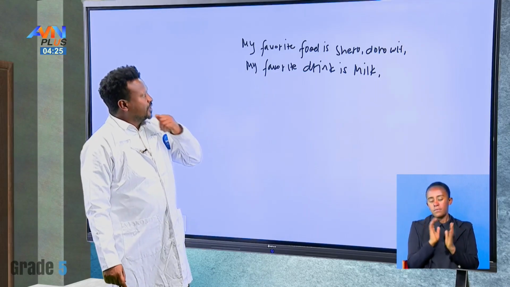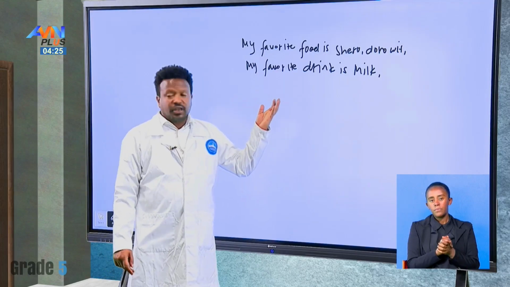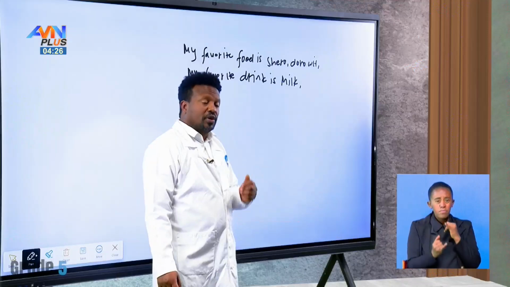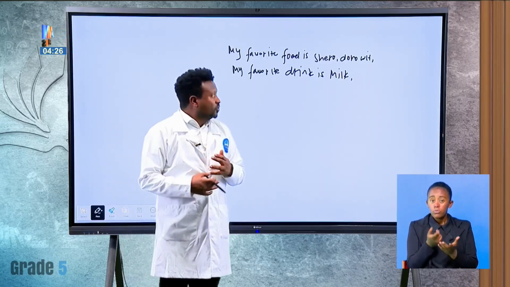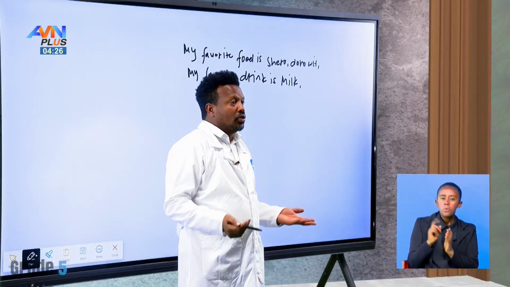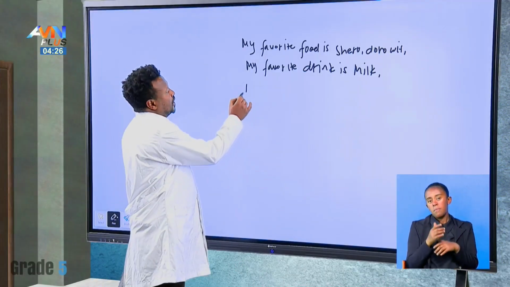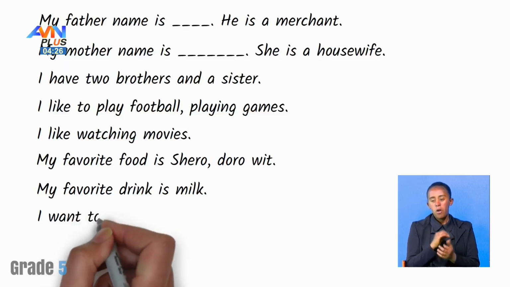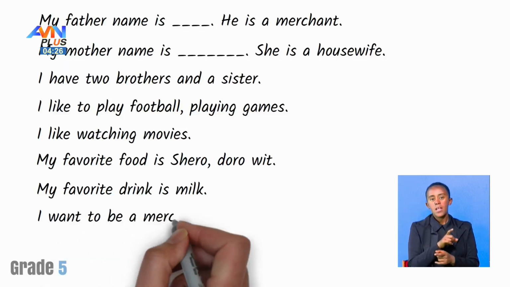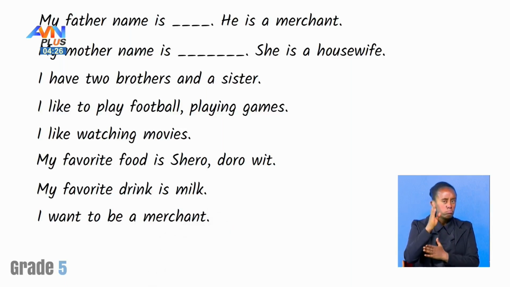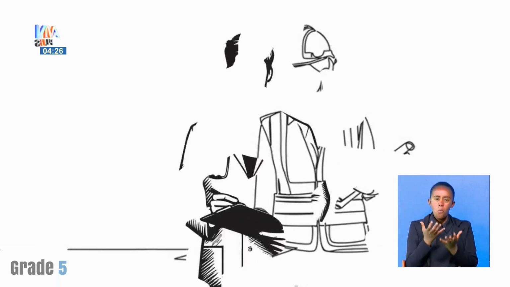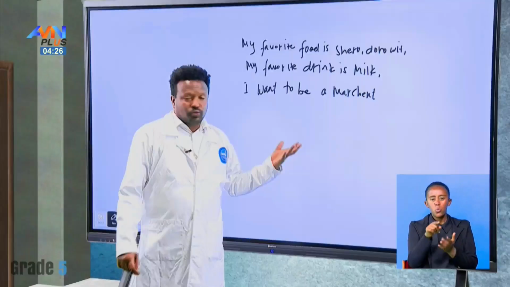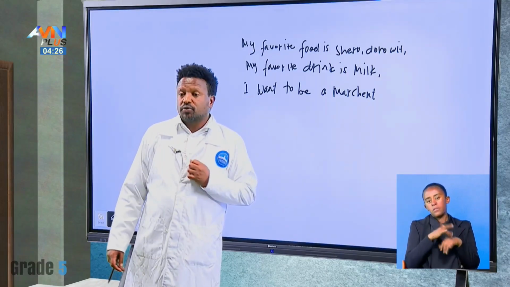In addition to this, at the end of describing yourself, at least you have to mention your ambition. You know what ambition means? Can you guess what ambition means? Fine. Your ambition means something that you would like to be in the future, okay? That's what we call ambition. So lastly, you can say, I want to be a merchant. I want to be a pilot, okay? I want to be an engineer. I want to be a doctor. So this is your last word when you introduce yourself. So this is simply how to introduce yourself.